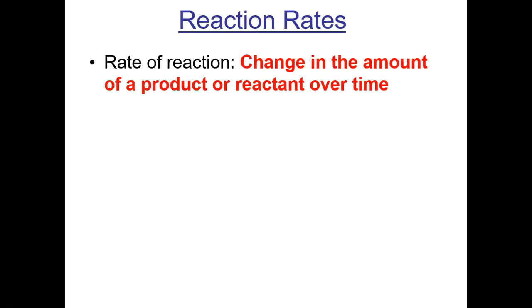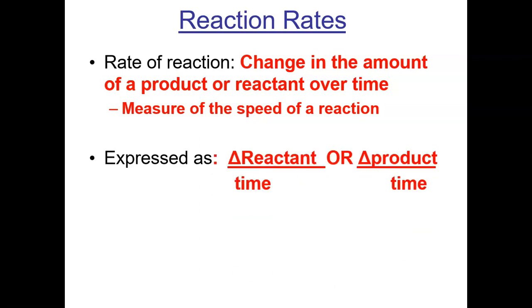So a rate of reaction is the change in the amount of a product or reactant over time. Now, it's a measure of speed of a reaction, but it's really important to note that rate is expressed as change of amount over time. So sometimes people get confused with that and they want to express the rate just by saying the number of seconds or minutes the reaction took.